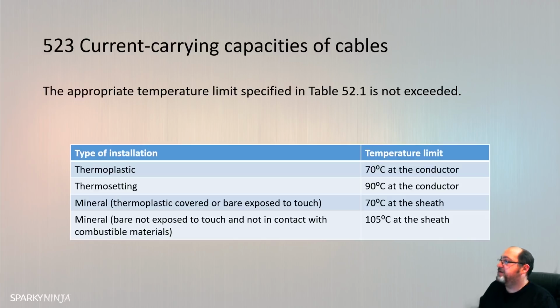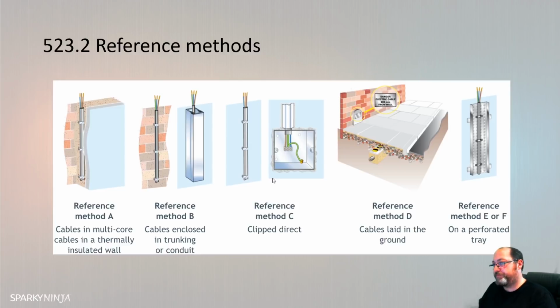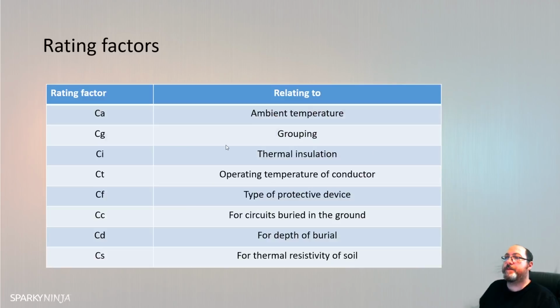So rating factors. Now these are not the reference methods that we just saw. Reference method A, with a thermally insulated wall. B, containment on a wall. C, clipped direct, which is the best one. Sorry, the rating factors. The rating factors are a few things to consider, but they are considerations within the method of installation that in some way affect the cable's current carrying capacity.